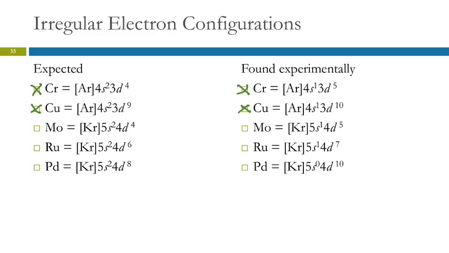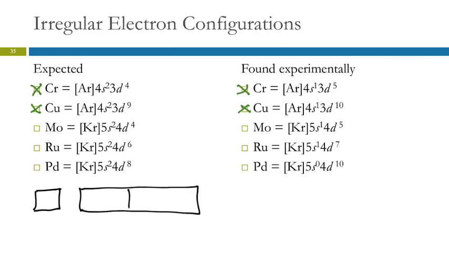Okay, so chromium. You find chromium on the periodic table. It's the fourth block, the fourth square in 3d. And so this is what we would expect: argon, 4s2, 3d4. But that's not what it does. So I'm going to draw the electron configuration, the orbital diagram, because that might help us see what's going on here.